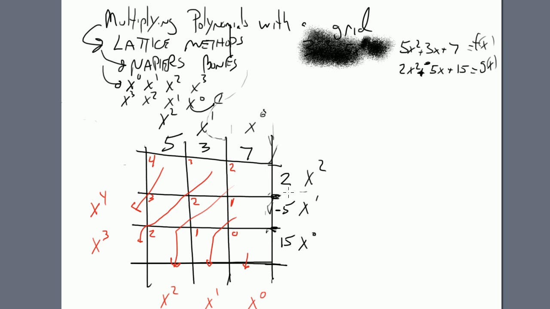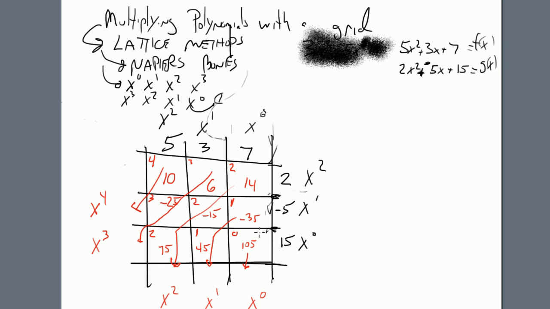So that said, we can now go 2 times 5 is 10. 2 times 3 is 6. 2 times 7 is 14. Minus 5 times 5 is minus 25. Minus 5 times 3 is minus 15. Minus 5 times 7 is minus 35. 15 times 5 is 75. 15 times 3 is 45. And 15 times 7 is 105.